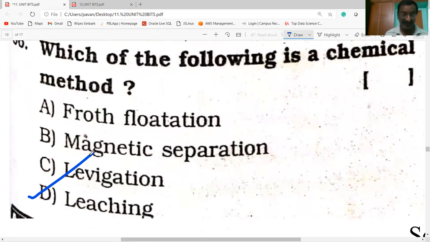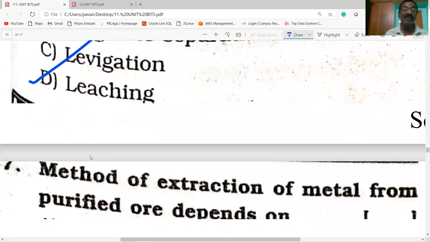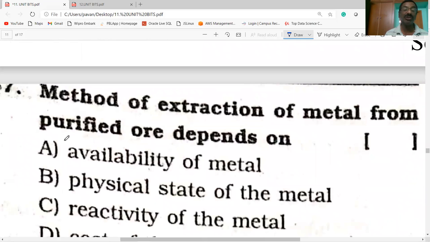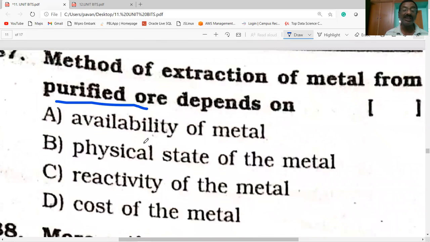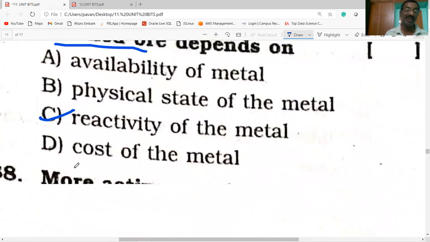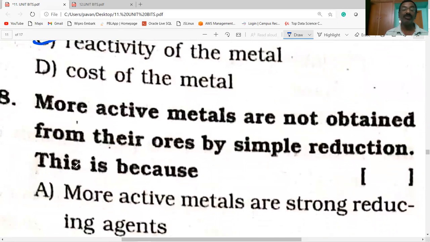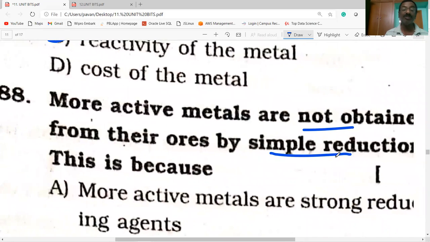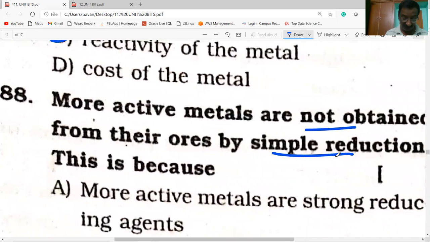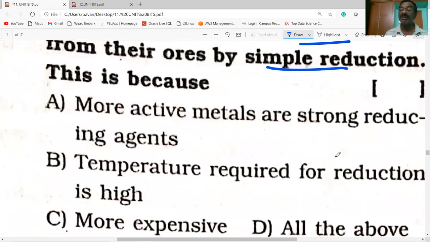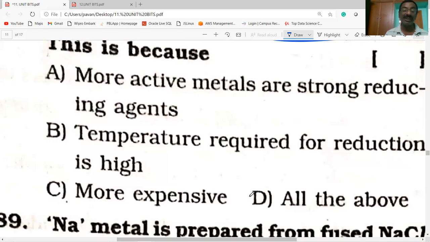Leaching is the chemical method. Next, the method of extraction of metal from purified ore depends on the reactivity of the metal, whether it is at the top of the activity series, the bottom, or the middle. More active metals are not obtained from their ores by simple reduction methods because highly reactive metals cannot be extracted by simple chemical reduction. More reactive metals are strong reducing agents; all the above, more expensive, required high temperatures.